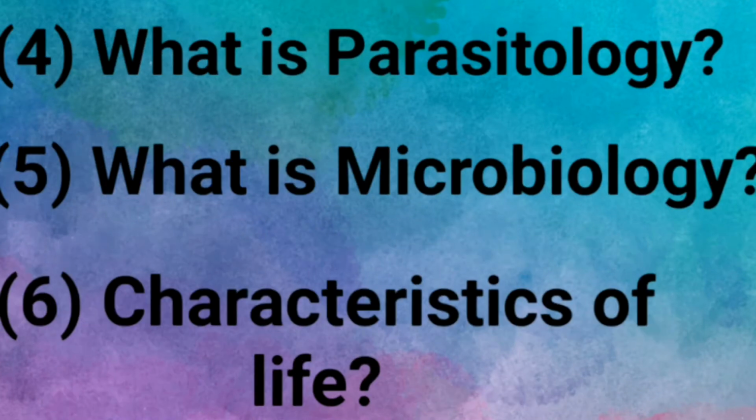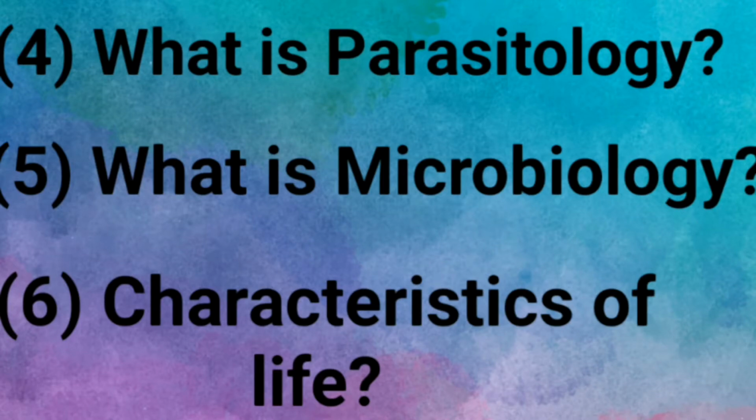Alright, the next important short question of chapter number 1 is, what is parasitology? Then fifth, what is microbiology? In these both questions you have to mention the definition along with some examples to obtain full marks. The last short question of chapter number 1 is characteristics of life. That's mentioned in the first page of our book.